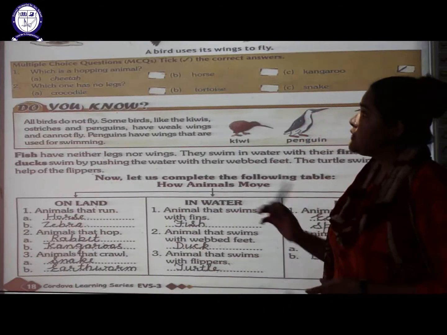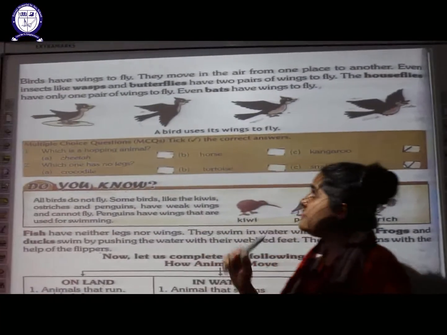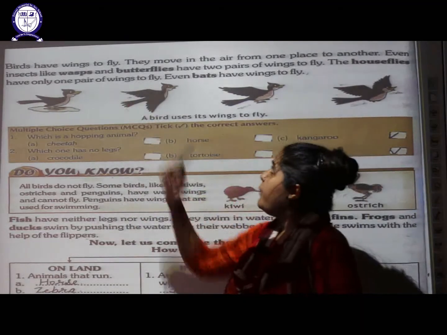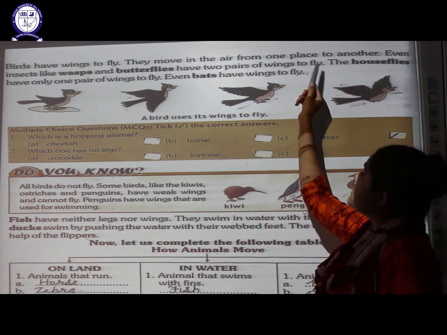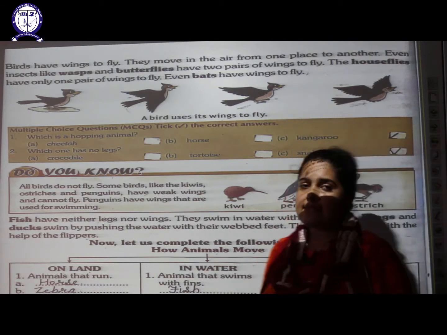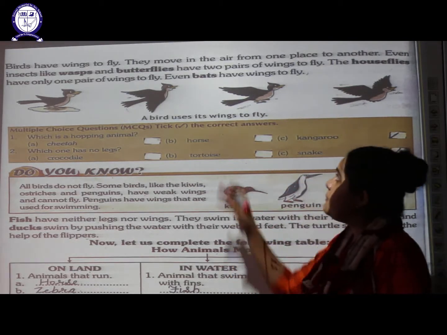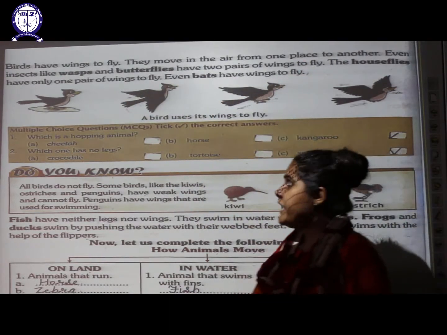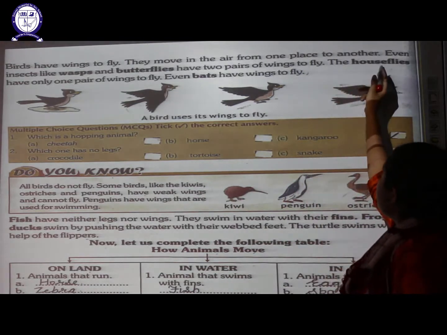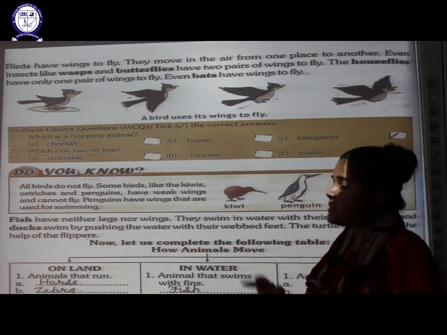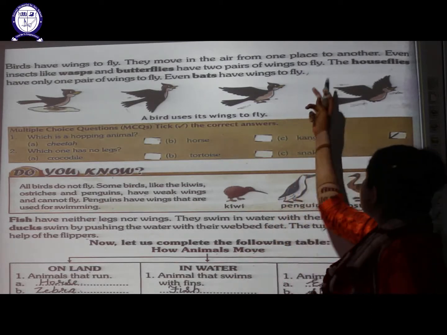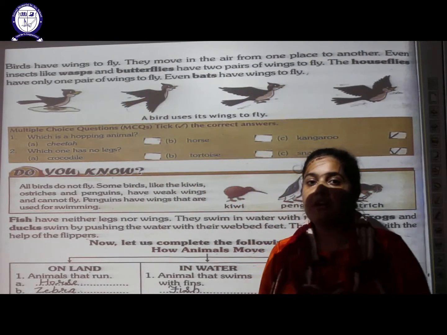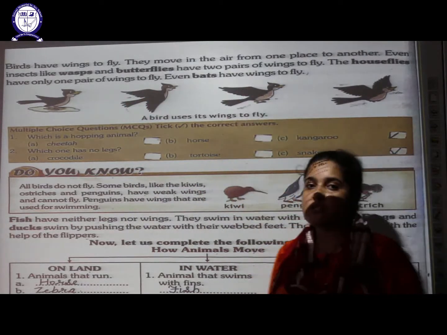Let's move forward. If we discuss birds, you might have seen how birds fly. The birds fly with the help of wings. They move in the air from one place to another. Then there are certain insects like butterflies and wasps. The butterflies and wasps have 2 pairs of wings which help them to fly in the air. Then you might have seen house flies, which generally come on sweets and garbage. House flies have only 1 pair of wings that help them to fly. Even bats have wings to fly.